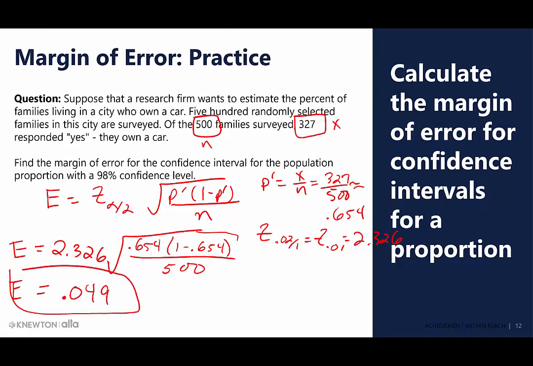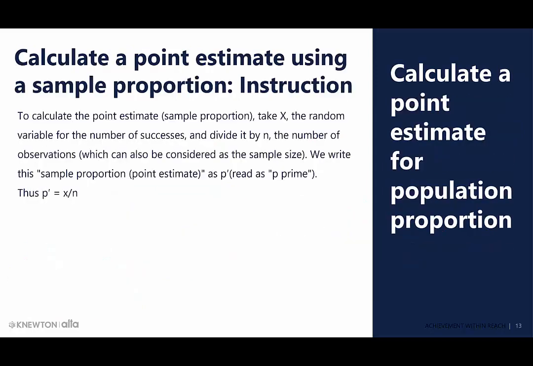And there we go. That's how you get your margin of error. Okay, so here, just a quick slide. Just remember, sample proportion, they're using this symbol P prime. P prime is simply the number of successes divided by N, which is your sample size. Okay?